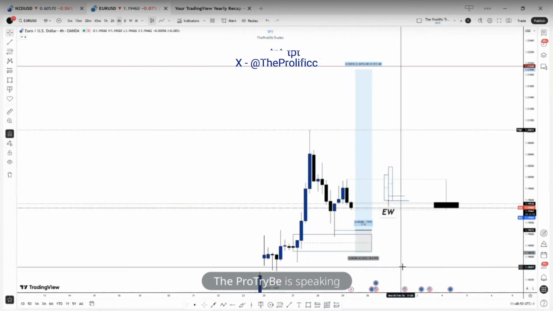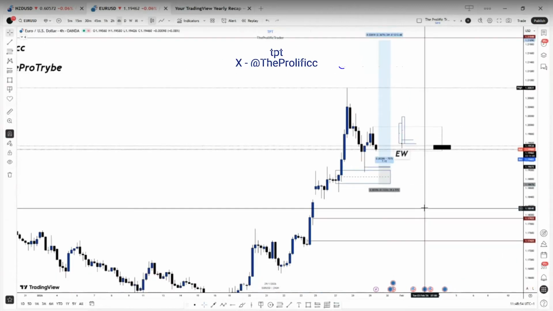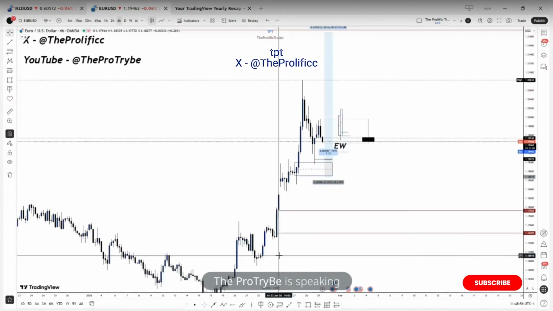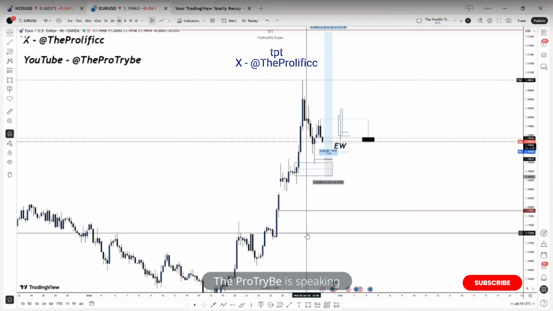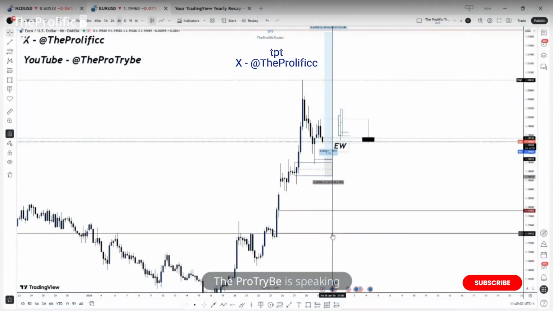So simple. This is what we're expecting to happen. Now, mind you, we also have areas, we marked out this area here, marked out this area here. So the possibility of visiting them is also there.